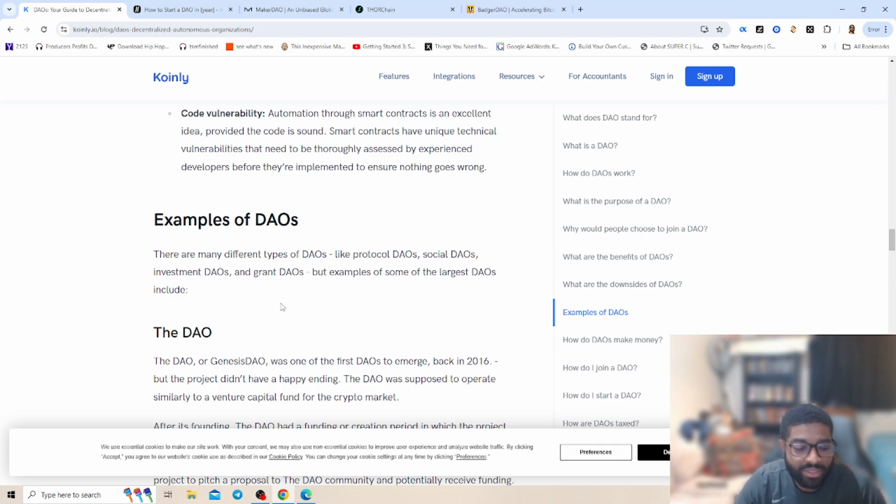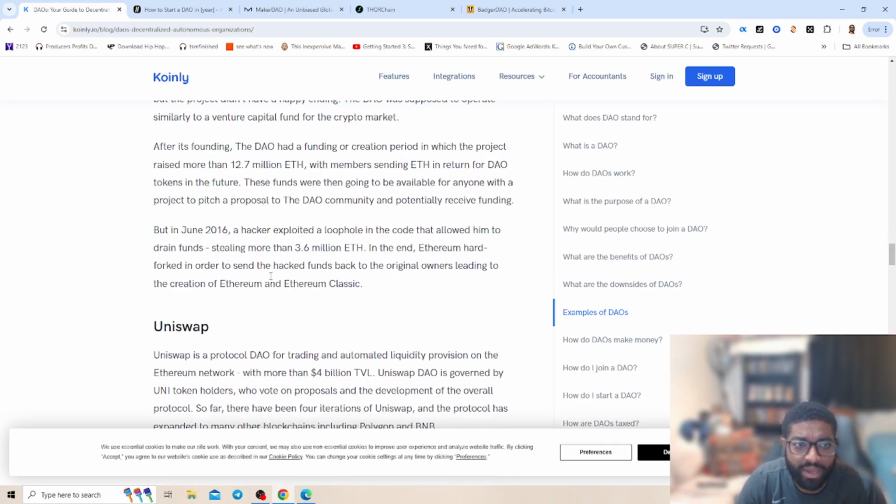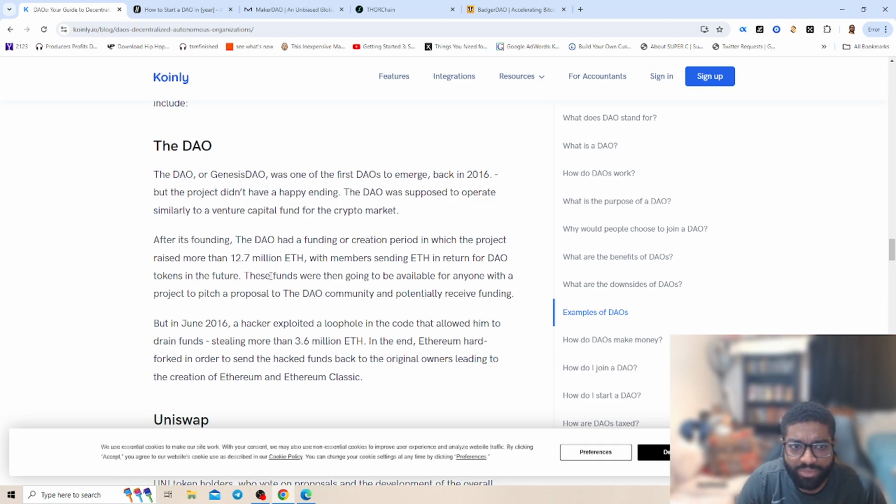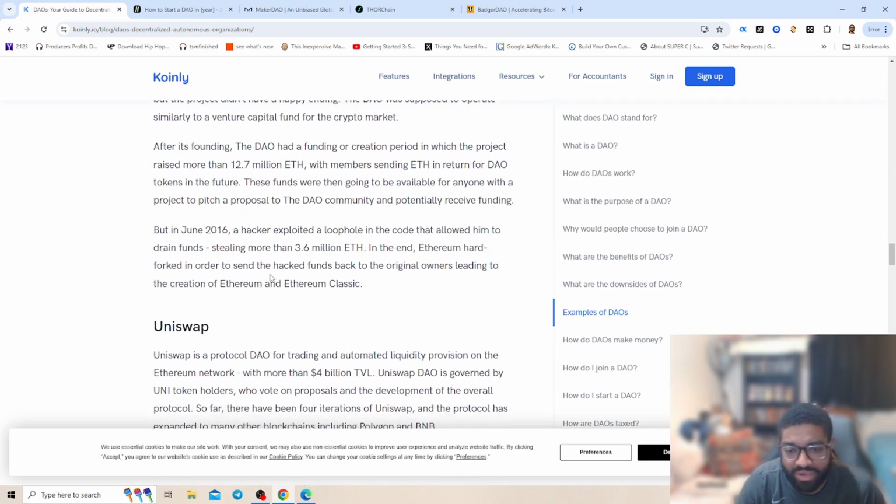So I know DAOs, the concept and the framework of this technology, have a lot of depth to them, but there's also a lot in terms of the human aspect, how those different things are mapped out and formed, that also has to be developed. So we have examples of DAOs. There are many different DAOs like protocol DAOs, social DAOs, investment DAOs, grant DAOs, even entertainment DAOs. The Genesis DAO was the first DAO to emerge back in 2016, but the project did not have a happy ending. The DAO was supposed to operate similar to a venture capital fund for the crypto market. So you can see a lot of people pivoting in that different direction.